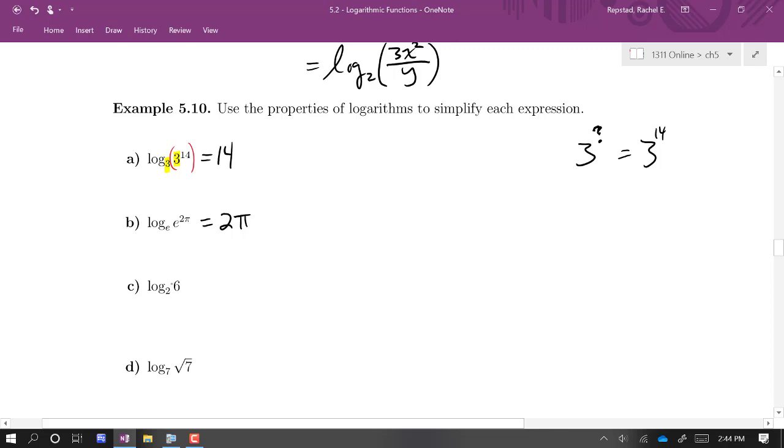Log base 2 of 6. Now this one's different. 6 is not a power of 2, right? So it seems odd that it appears here. But I'm going to do this in a couple of steps here.